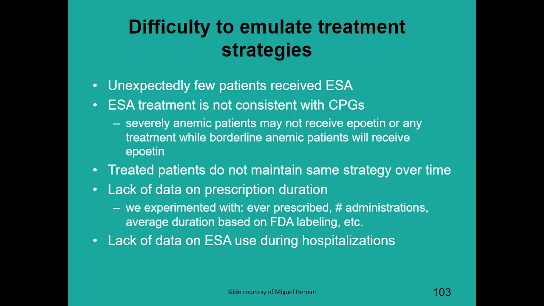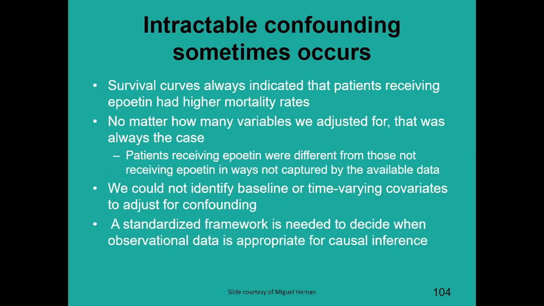Okay, so I think that's the major reason, and the lesson we learned is that intractable confounding sometimes occurs, and that's the case with our analysis. When we look at the results, the survival curves always indicated that patients receiving EPO had higher mortality rates, and that doesn't make much sense. And no matter how many variables we adjusted for, that was always the case. We could not identify baseline or time-varying covariates to adjust for confounding.